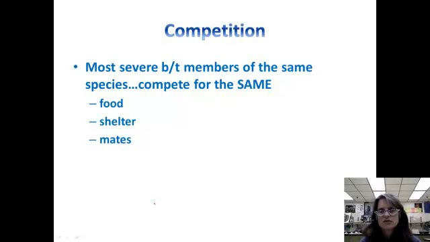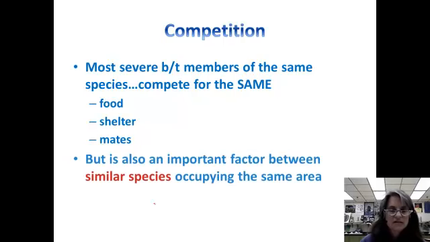This is usually most severe between members of the same species, because if you're all polar bears, then you're all competing for the same kind of food, the same shelter, same mates, same everything.